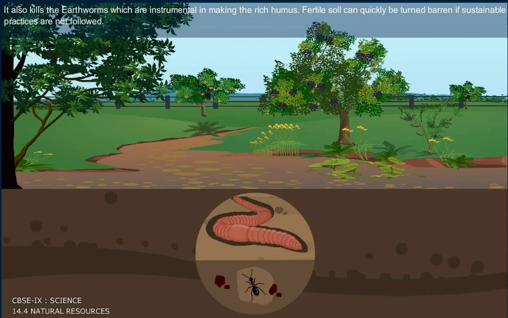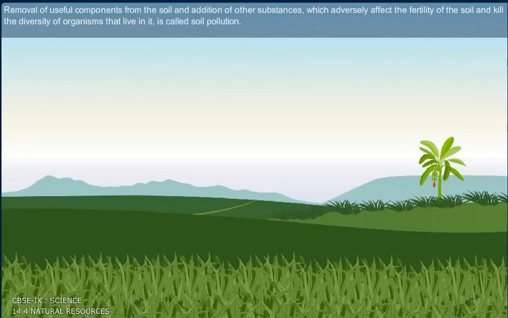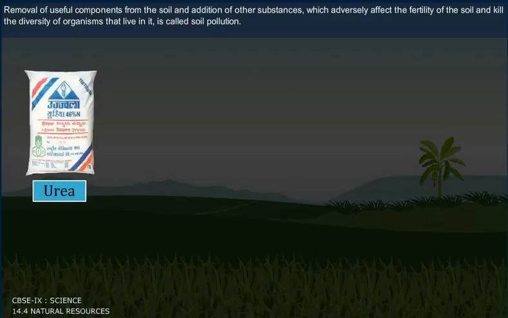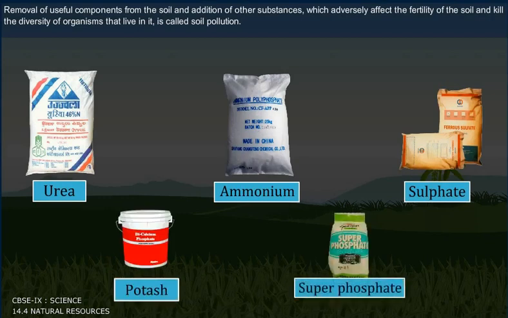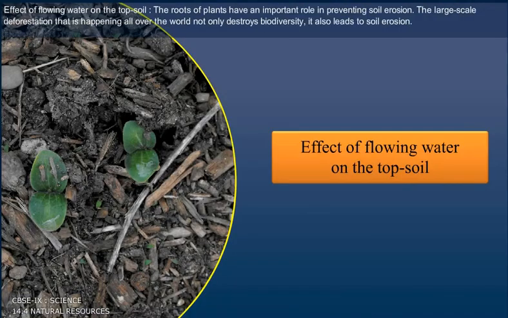Fertile soil can quickly be turned barren if sustainable practices are not followed. Removal of useful components from the soil and addition of other substances which adversely affect the fertility of the soil and kill the diversity of organisms that live in it is called soil pollution.